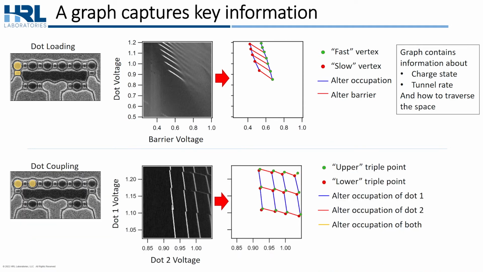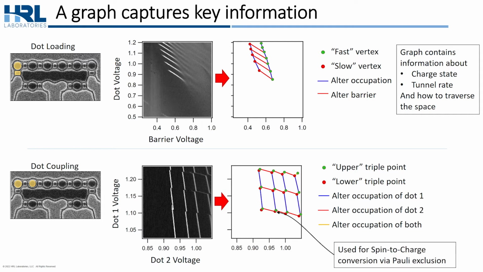And so in addition to the dot loading scans that I was showing, there's the very common dot coupling scan where we'd sweep the voltages of two plunger gates and we get a double dot charge stability diagram, which has this, in some ways, famous hexagonal structure. And we'd like to extract that hexagonal structure from any scans, because that's going to allow us to traverse these charge stability diagrams and, for example, easily go to regions where we can do spin-to-charge conversion or read out the spin states of our qubits.